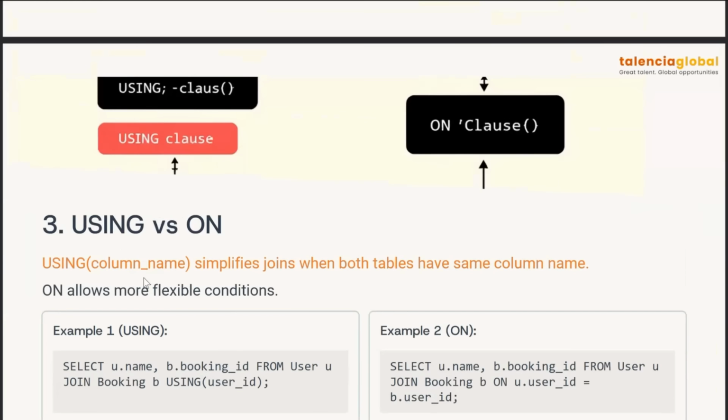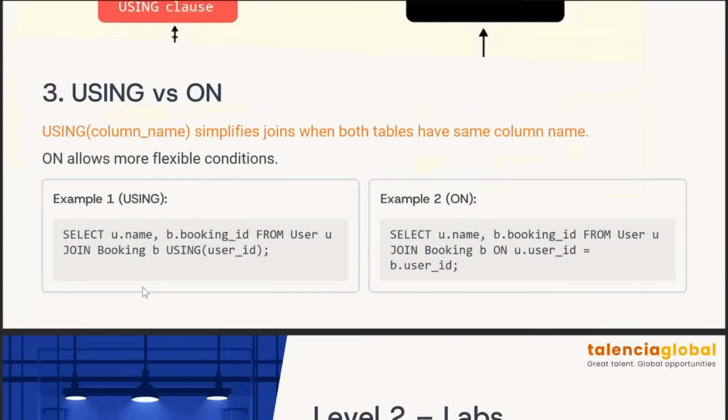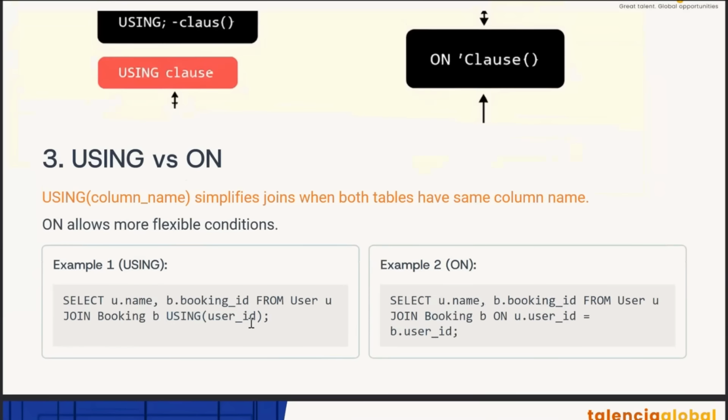Next, we have the using and the on clause. So when the columns you are joining on have the same name in both the tables, the using clause provides a more concise syntax. Okay, so you use using then the column. This is just a shorthand. Okay, simplify, you can do it.